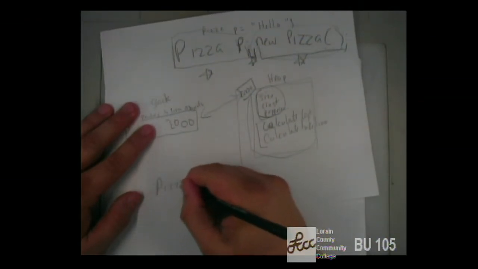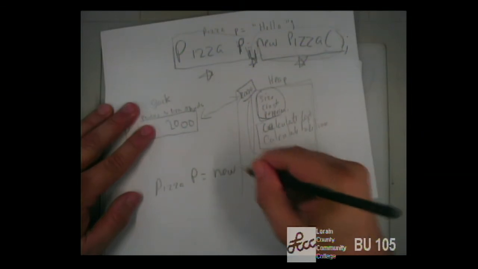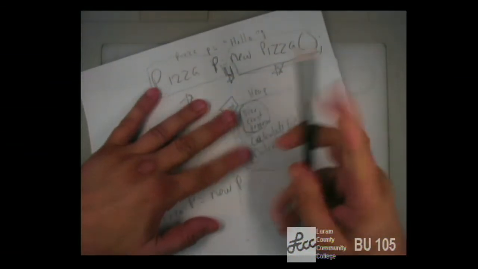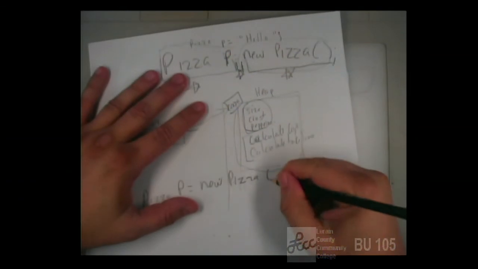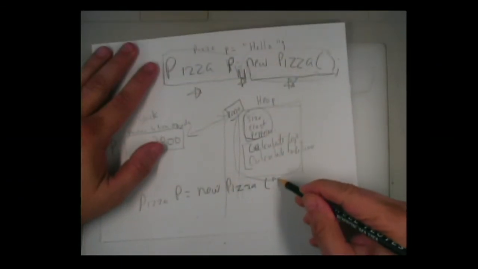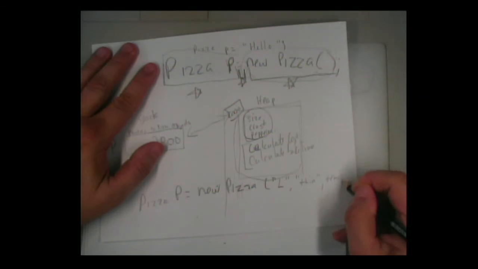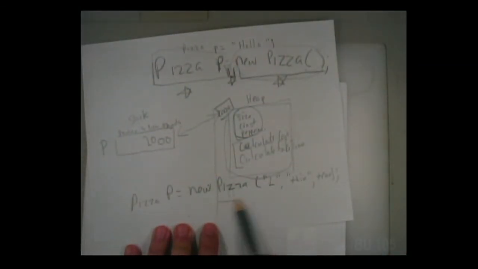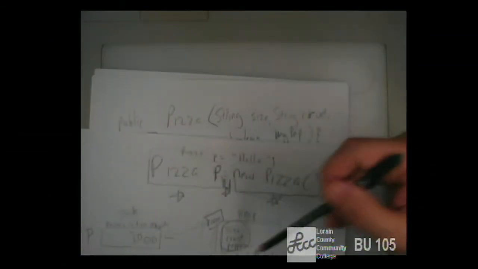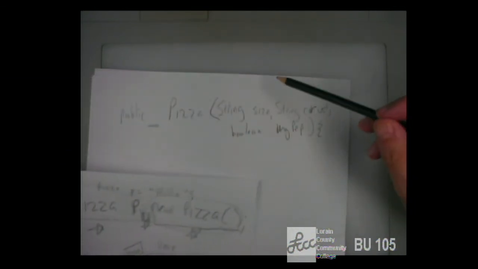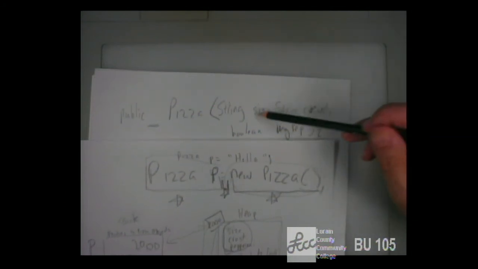So if I call that constructor, if I say pizza P equals new pizza, wherever you see the new, that's when a constructor is called. I can give it some arguments. So I could give large, thin, yes has pepperoni. So when this constructor is called, it will find in the class a constructor that has two string arguments followed by a boolean. If it can't find a constructor that has two string arguments and a boolean, it will give you an error. But if it can find it, it'll execute that code.